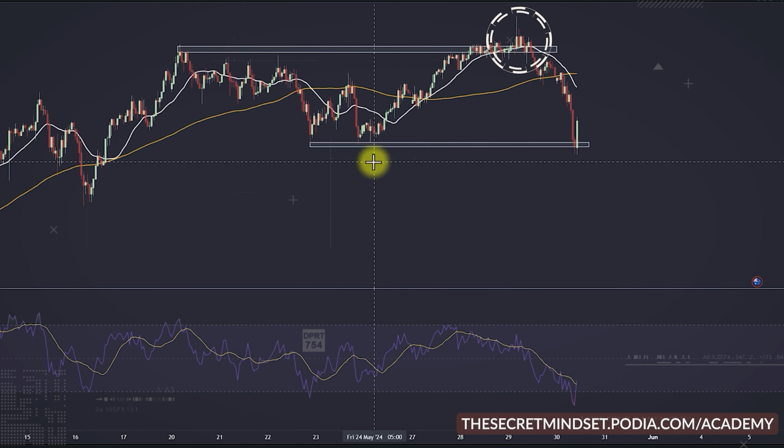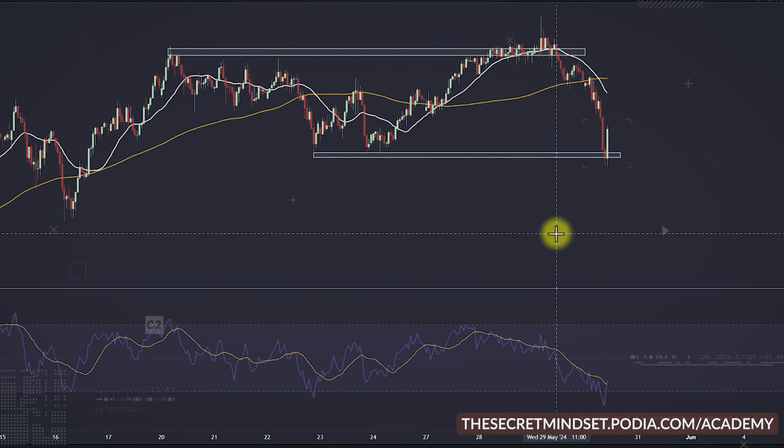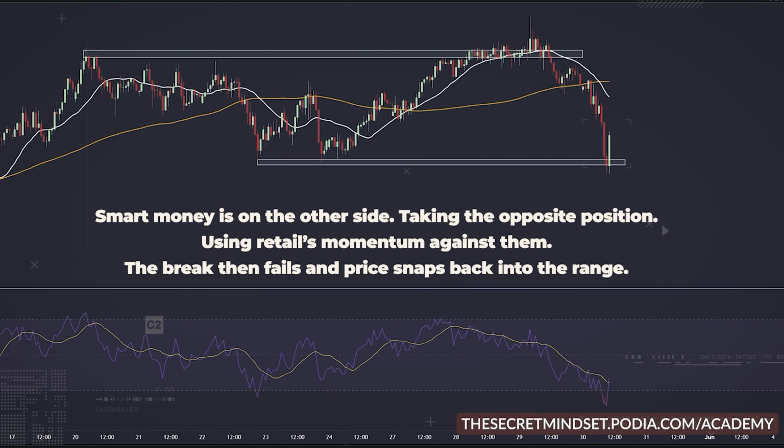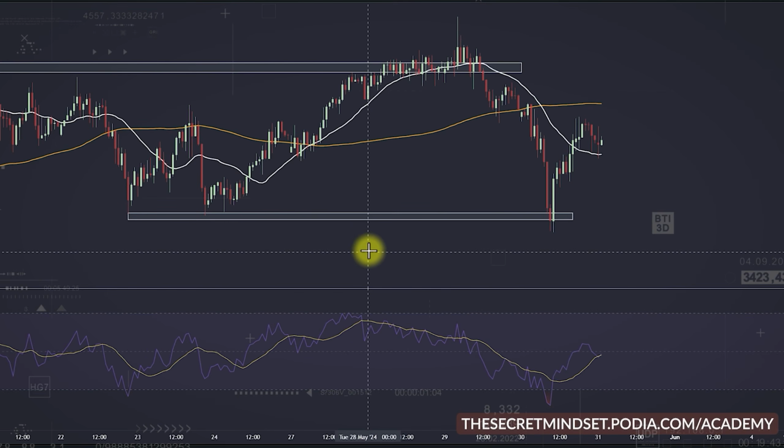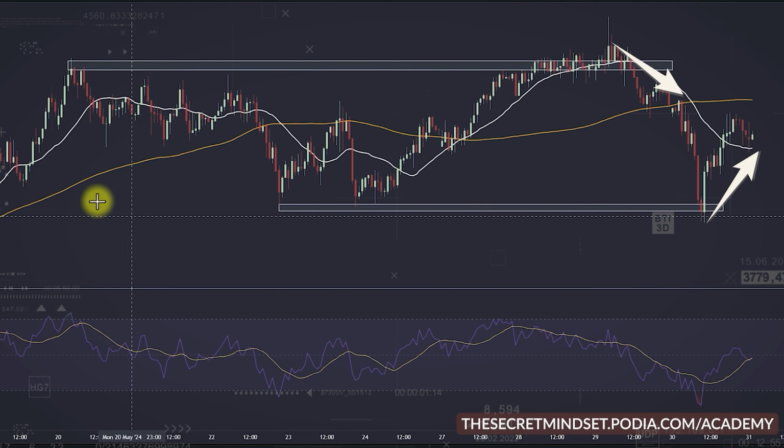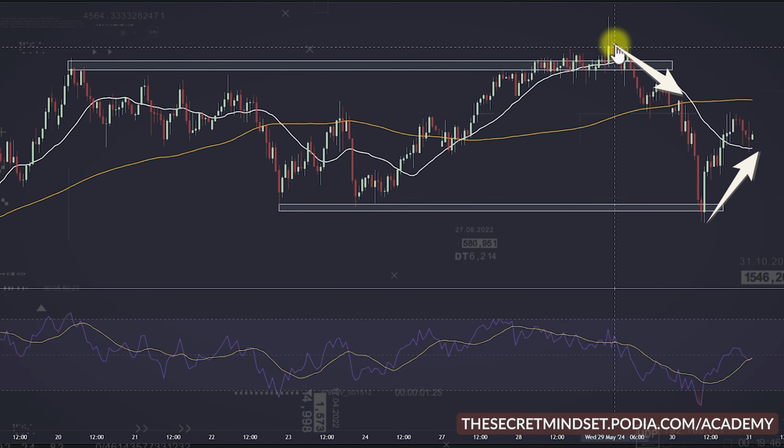So obviously, retail traders see the break and they jump in. But as you know by now, it's a fake break. Smart money is on the other side, taking the opposite position, using retail's momentum against them. The break then fails and price snaps back into the range.